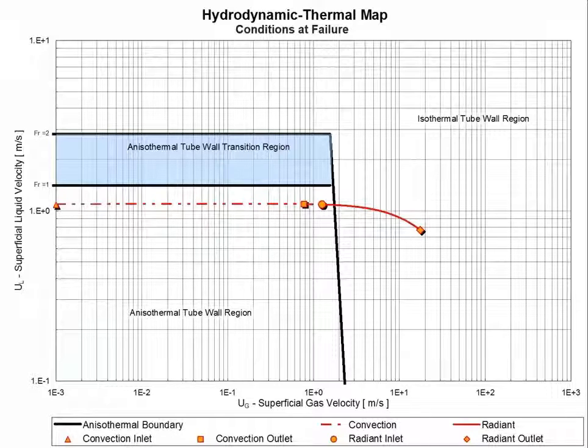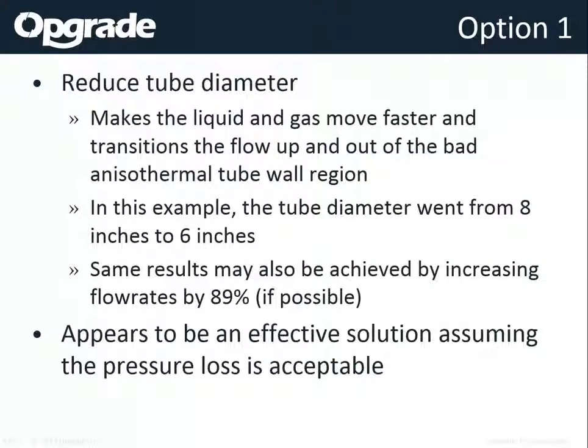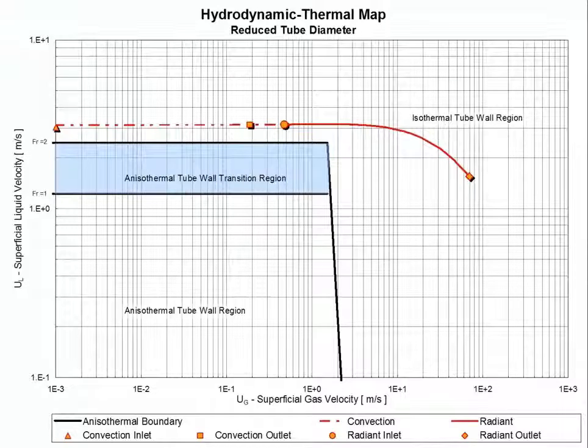So how do you fix that? Well, one is to reduce the tube diameter, make things go faster. If we improve the gas velocity, we move out of the region this way, and we improve the liquid velocity, we move out of the region that way. That's one way to fix it. And that actually appeared to do what we needed to do.